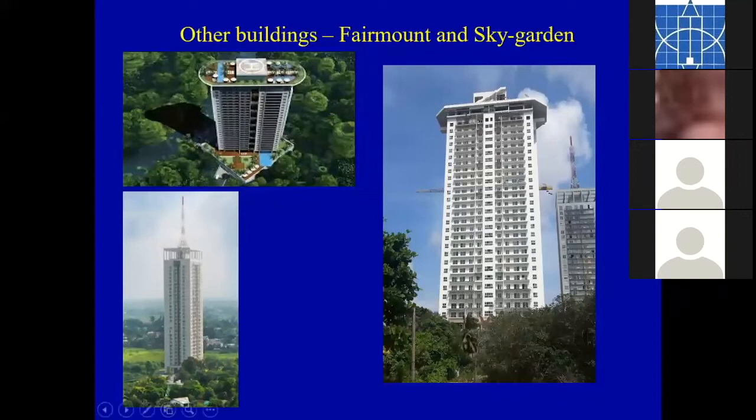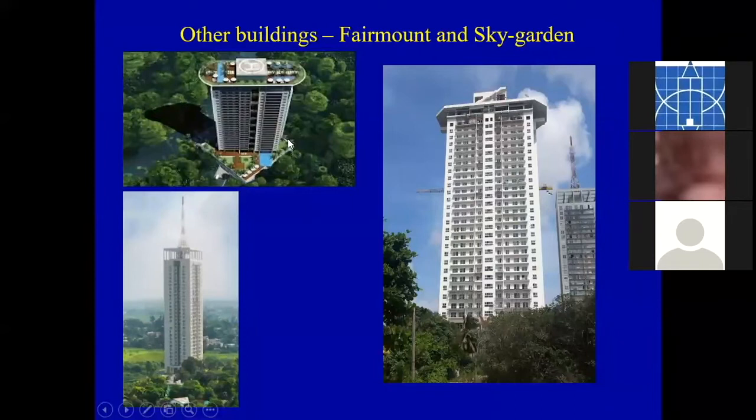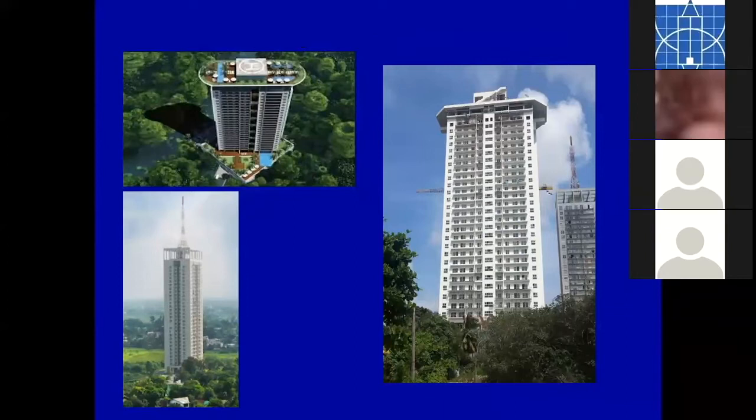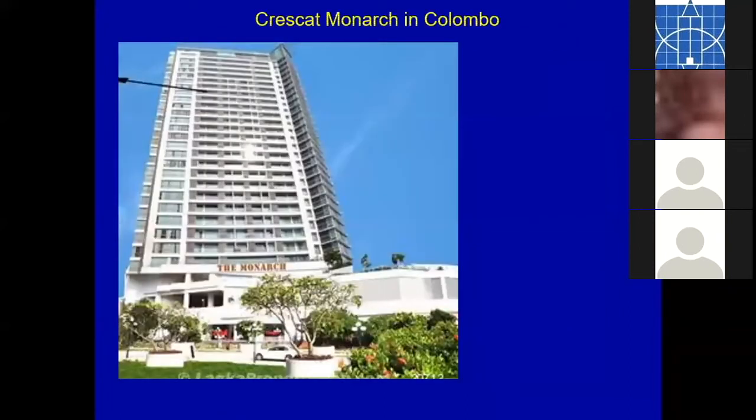And this is Sky Garden, a very nice building in Rajagiri. And you can see the building has turned by 45 degrees at the transfer plate level. And this Fairmount, this is the first tall building that Maga constructed on their own. They have constructed buildings for others, but this is the first building they constructed as part of their own project. So these are all Sky Garden, and this Crescat Monarch.